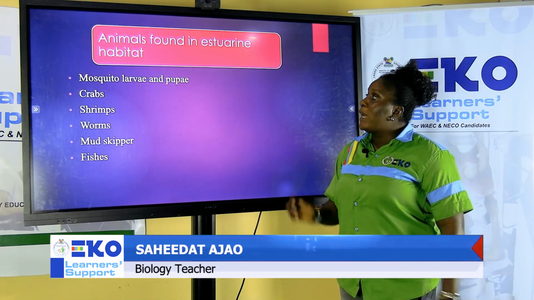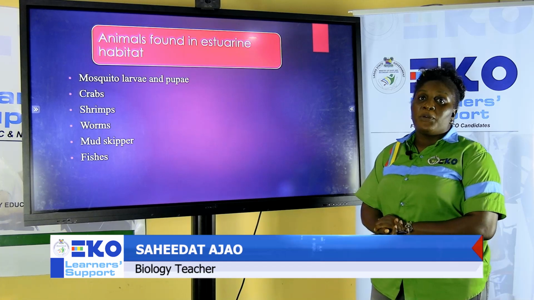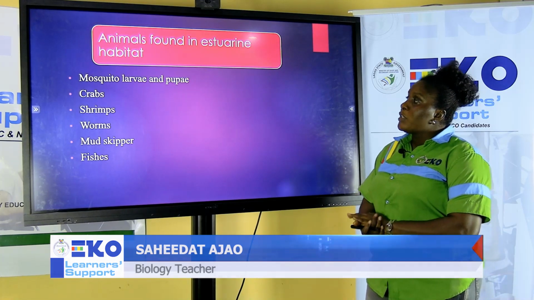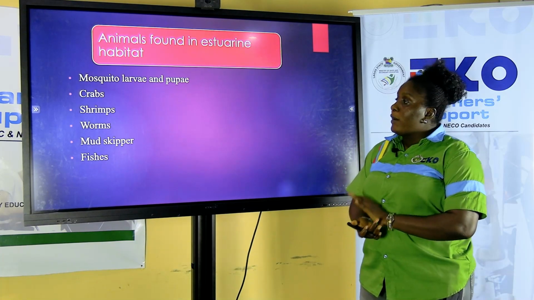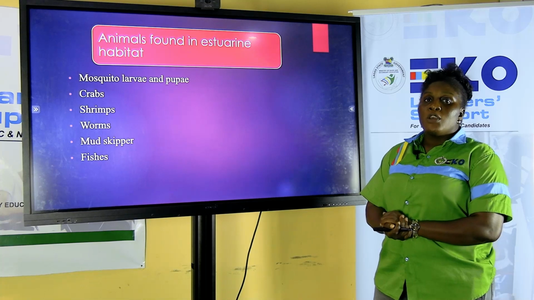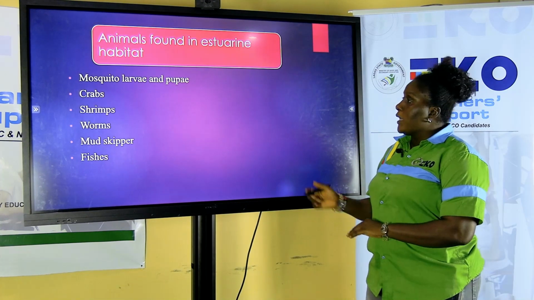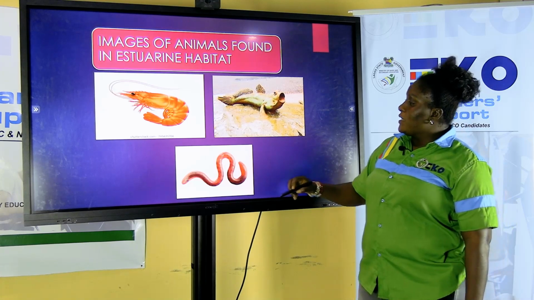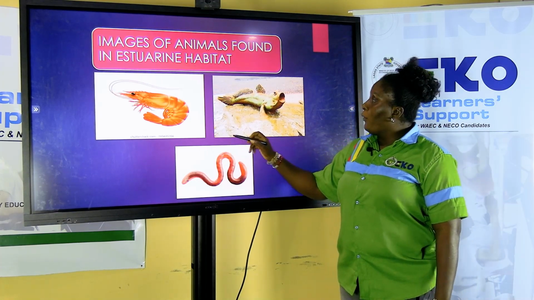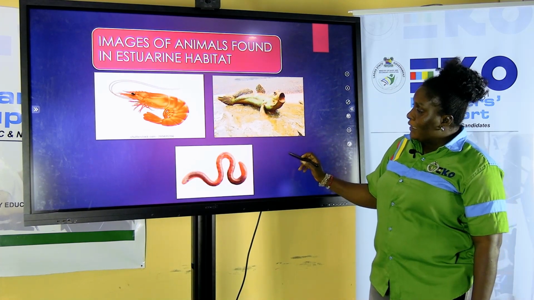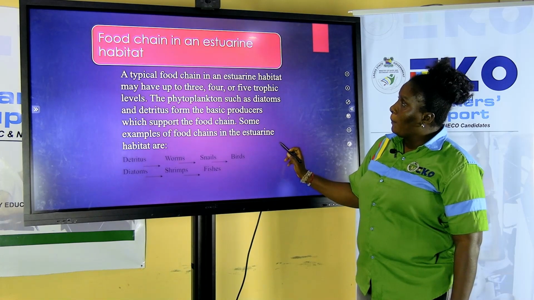Now we are moving on to the animals found in estuarine habitats. We have the mosquito larvae, we have the crabs, we have the shrimps, we have the worms, we have the fishes, and we have the mud skippers. This is an example of a prawn, fish, and worm found there.